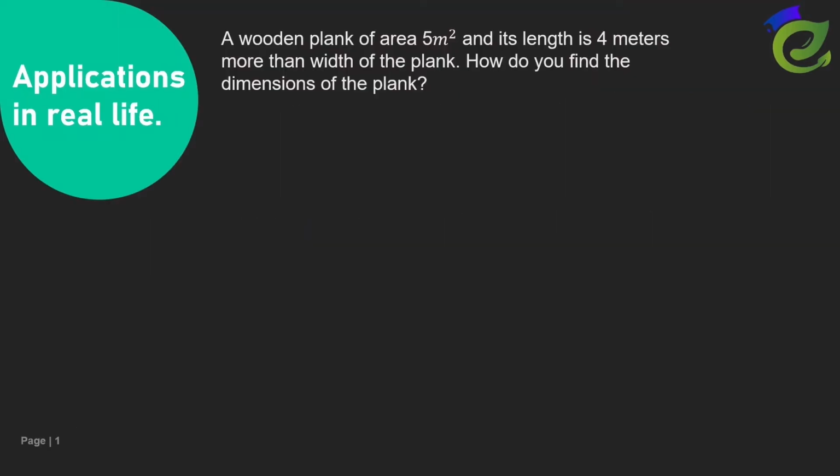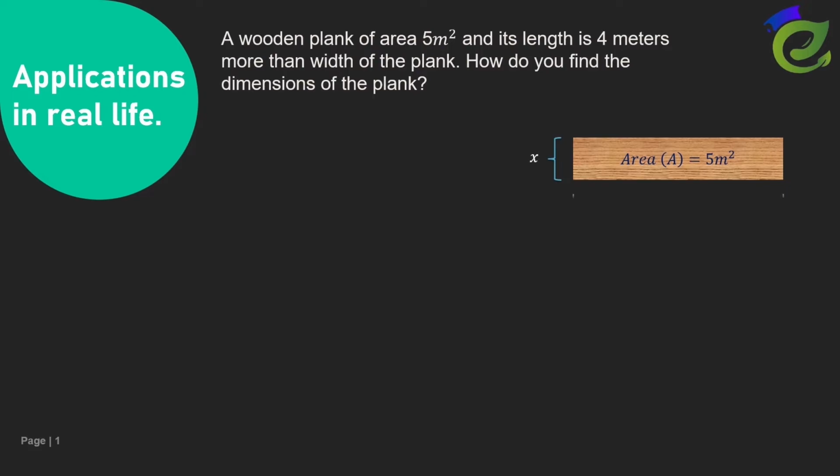Let's look at a practical question. A wooden plank of area 5 meters square is given. Its length is 4 meters more than the width of the plank. How do you find the dimensions of this plank? Let's solve this question with quadratic equations. Plank with area is given. Let us assume the width of the plank is x. Then according to the question, length of the plank will be x plus 4.